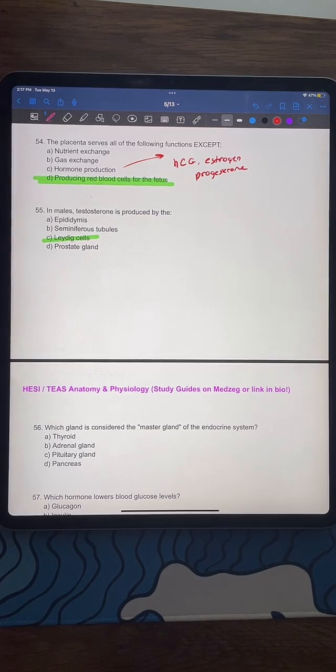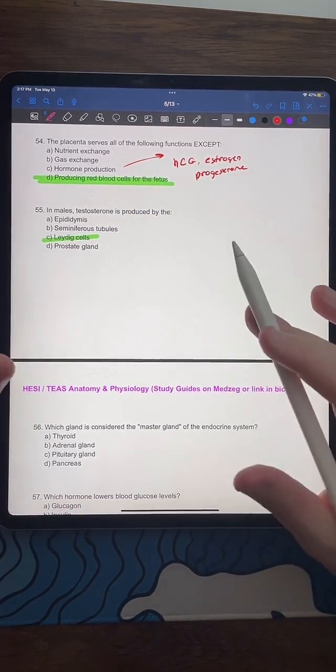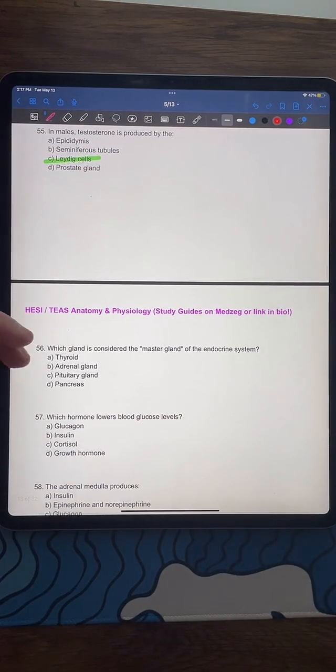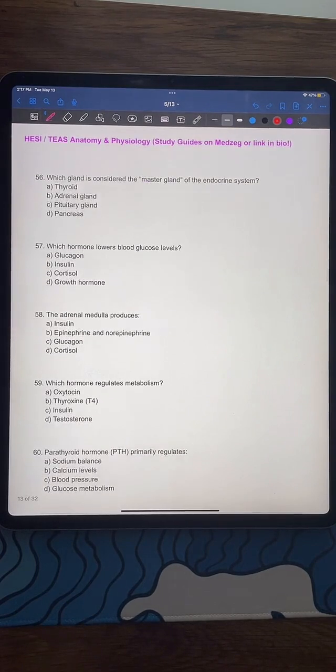The Sertoli cells within them support sperm development rather than producing testosterone. And the prostate gland is going to secrete fluid that is part of the semen, but it does not produce testosterone. Number 56, which gland is considered the master gland of the endocrine system?